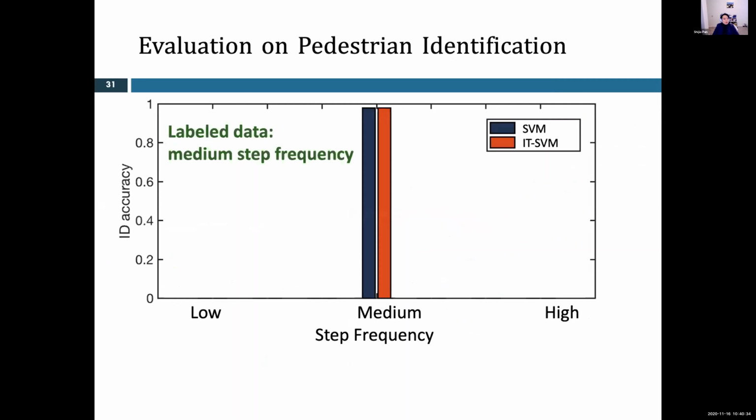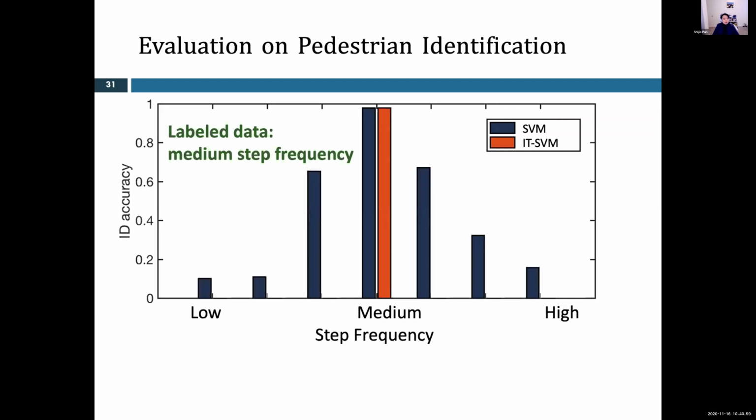We did the real-world experiment again with 10 people, and we compare our iterative learning method IT-SVM to the supervised learning SVM, support vector machine, as baseline, and we only provide the label for the medium step frequency. We can see that the support vector machine works quite well if the training and testing data are from the same data distribution. But once the data distribution change is significant, say the low and extremely low, and high step frequency, the accuracy drops significantly. For the low step frequency, it even dropped to 10% accuracy. And since we're identifying 10 people, that's almost a random guess.